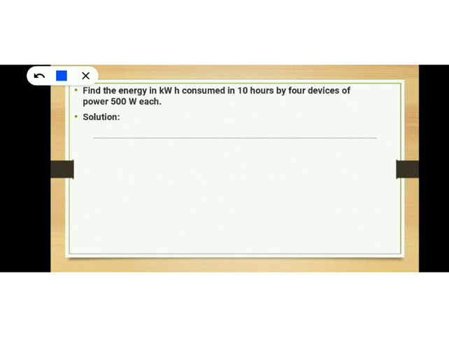Find the energy in kilowatt hour consumed in 10 hours by 4 devices of power 500 watt each. So here power is given. Power is 500 watt and 4 devices are there. Each device has a power of 500 watt and time is given. Time is 10 hours. So you need to find out the energy consumed by these 4 devices. So first let's find out energy consumed by one device, and power is given, time is given.